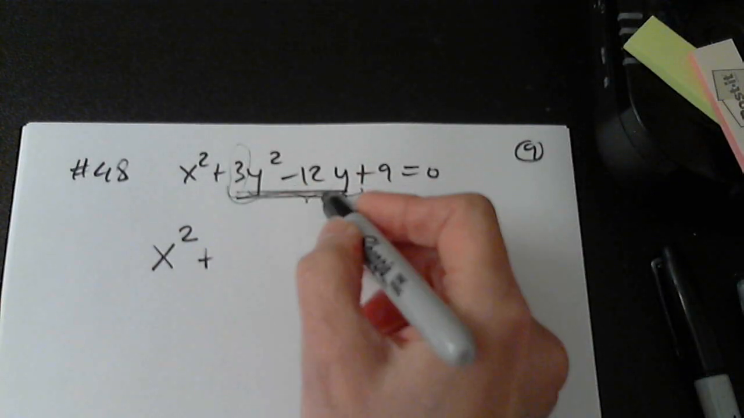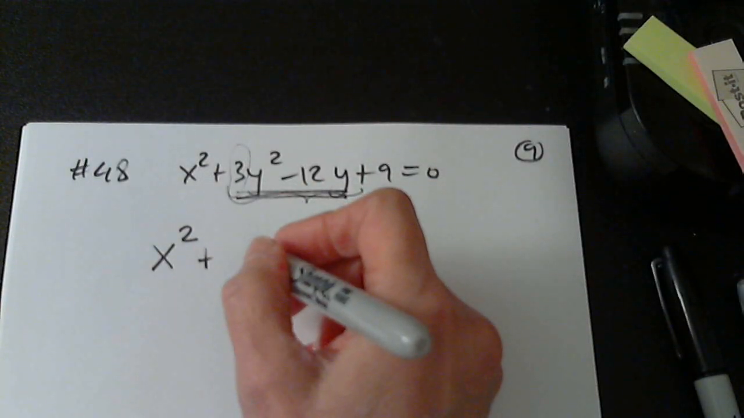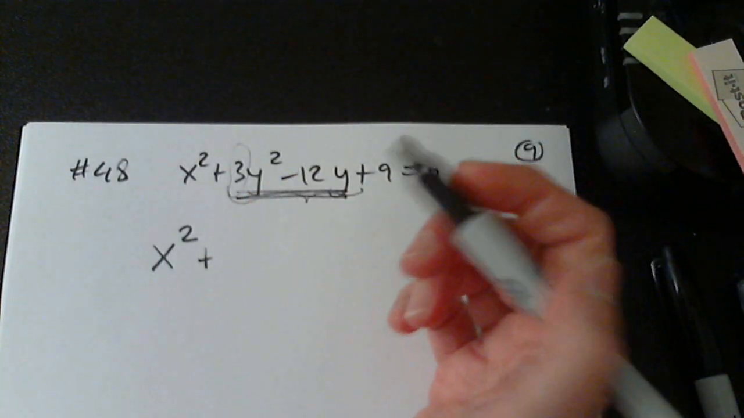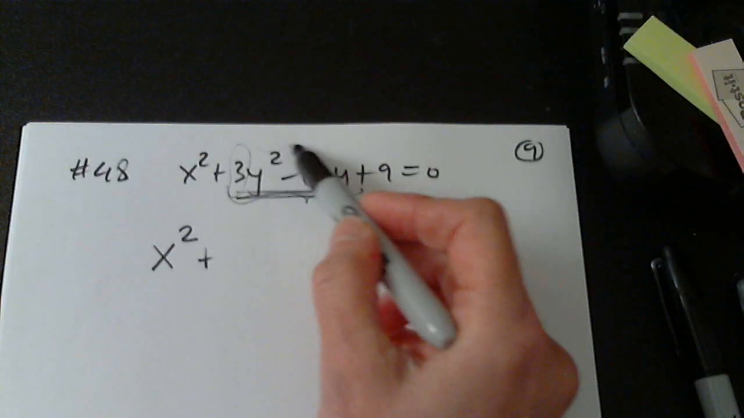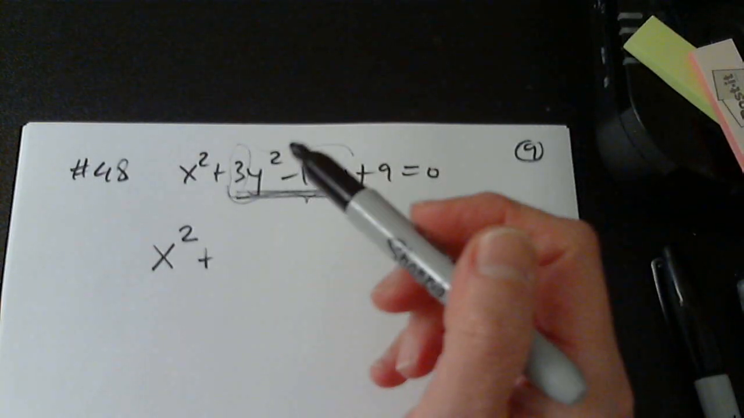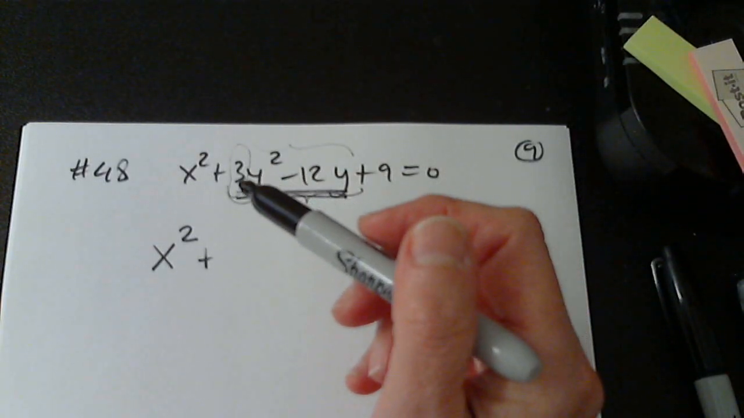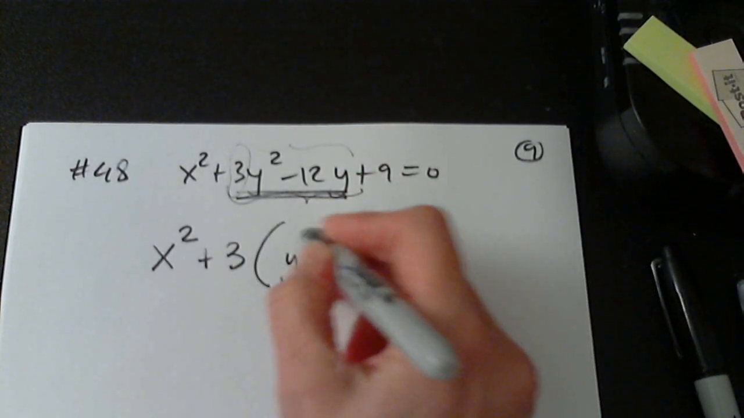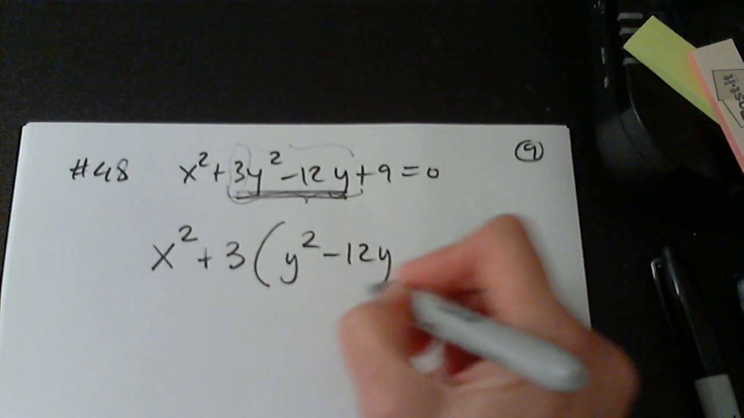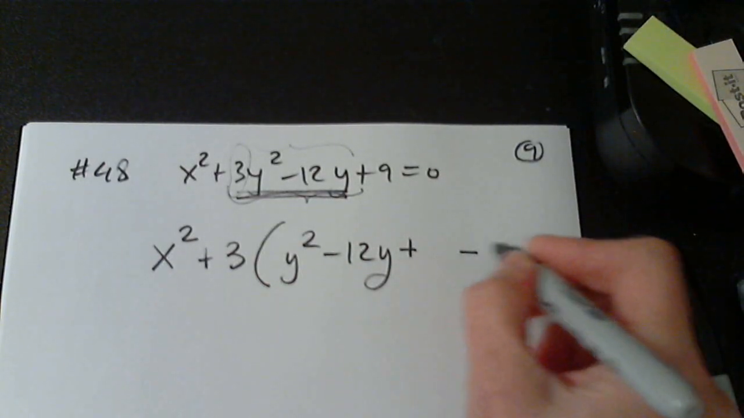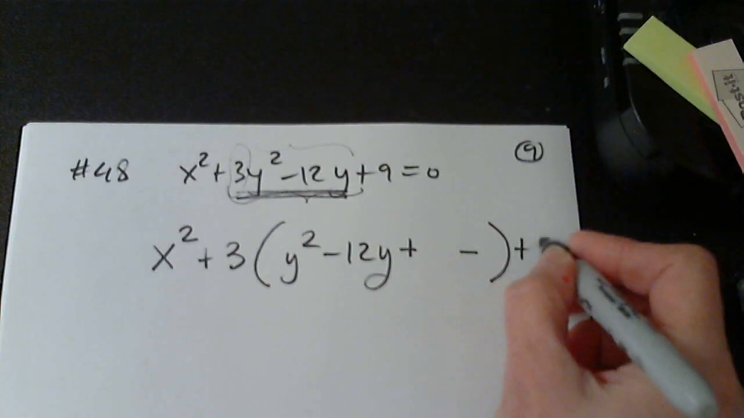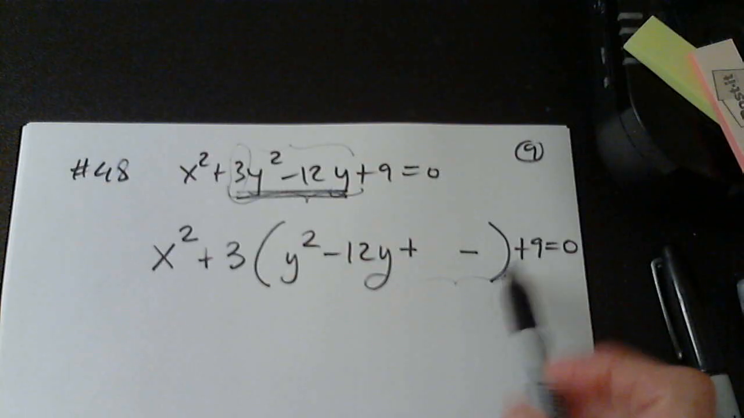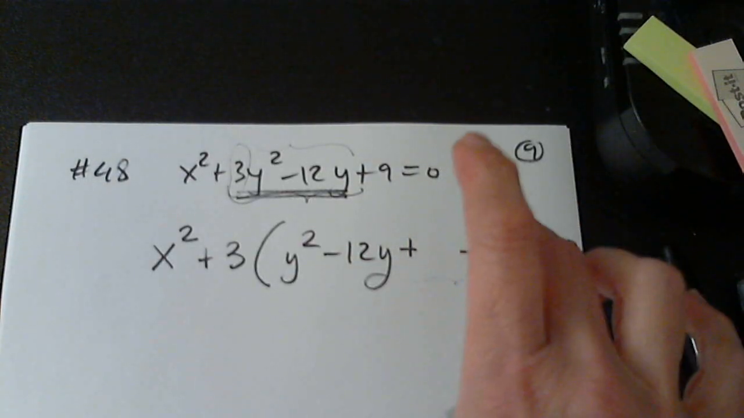What should I do to these two terms to have the leading coefficient 1? Well, I cannot change the problem, but I can rearrange it. What would you do to these two terms to have 1 as the leading coefficient for now? Factor 3 out. Excellent. So I have y squared minus 12y, plus 9 equals 0.